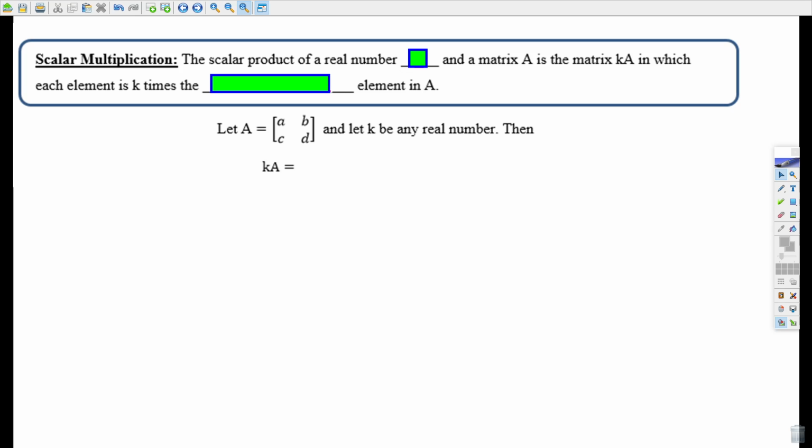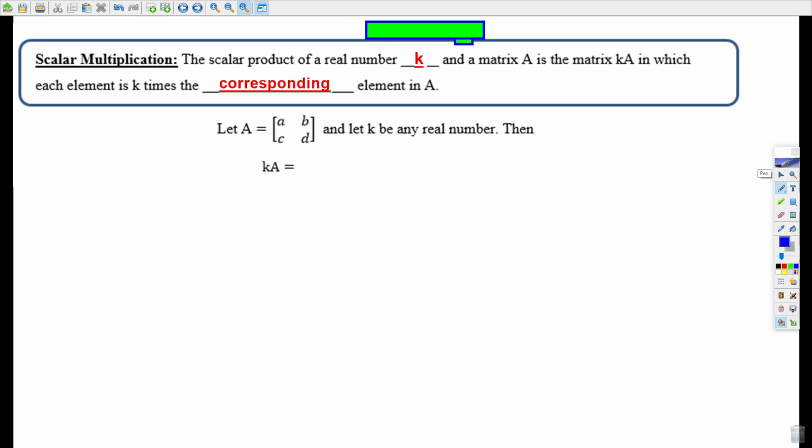So the scalar product of a real number, k, they're saying that k is the number on the outside. If we multiply k times a matrix A, or they call it kA, each element is k times the corresponding element in A. So really what's happening here is it's just like the distributive property.